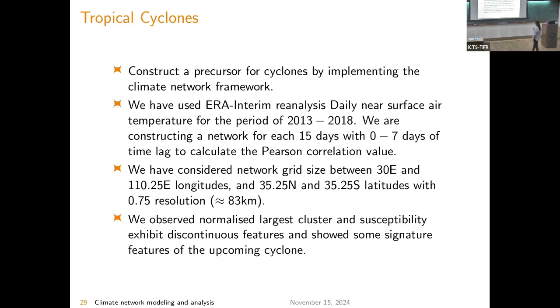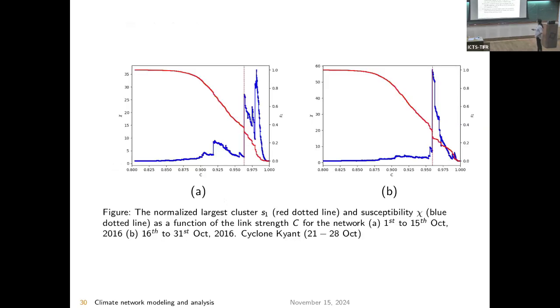For El Nino, we constructed a network for each year. Here we have constructed a network for 15 days, with 0 to 7 days of time lag, whereas in El Nino it was 0 to 200. We have taken a grid size with a resolution of around 83 kilometers, whereas for El Nino it was 830 kilometers. The formula is the same for the normalized largest cluster and the susceptibility, and we try to see the different features, if there are certain signature features for the upcoming cyclone.